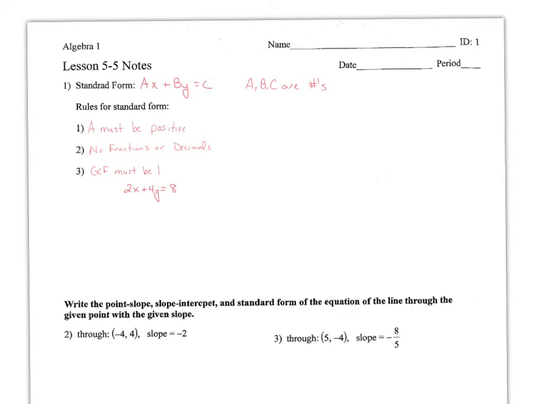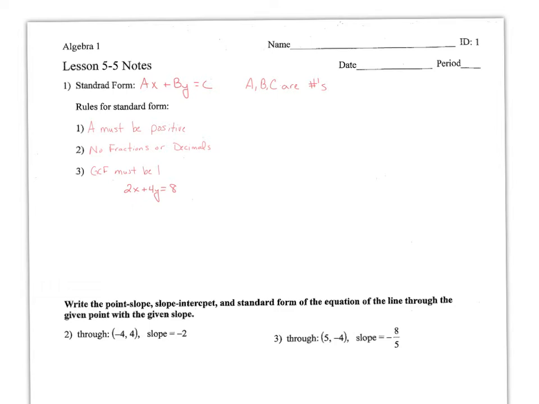There can be no fractions or decimals anywhere in my problem. I don't care if we're talking A, B, or C. There shouldn't be a fraction or decimal anywhere, so I can only have whole numbers here. And the third rule is that the GCF must be 1.